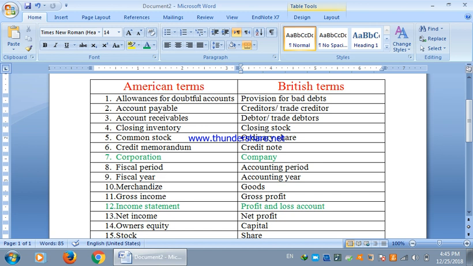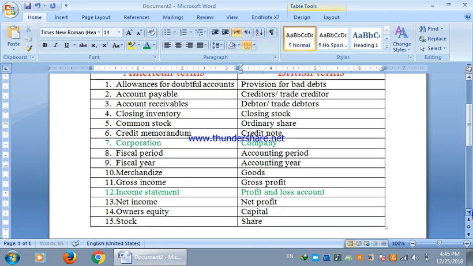The American uses corporation, while the British uses the term company. The American uses fiscal period, while the British use accounting period, and so on. For example, the Americans use net income, while the British use net profit. The Americans use the income statement, while the British call the same statement the profit and loss account. The American uses the word stock, while the same thing is denoted as share in British terminology.